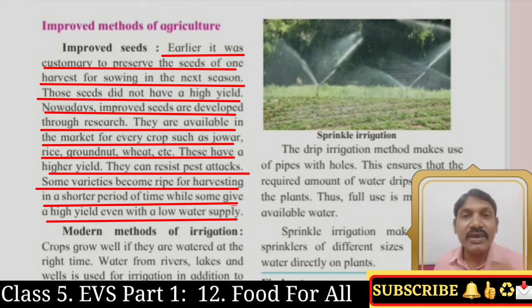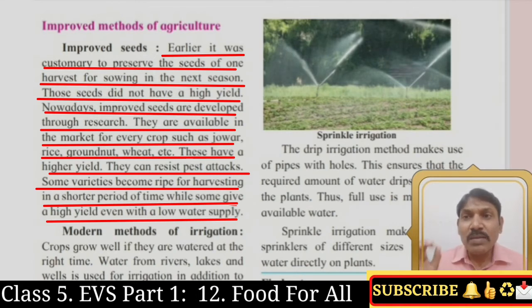Why do these have the higher yield? Because of the scientific process. The scientific process is done on such seeds, and because of that the farmers can have a higher yield than with the previous seeds. Student, see, they can resist pest attack. You know insect attack on the plants, on the grown crops. Insects and pests are similar. If there is a pest attack on the grown plants, then the farmer may have to face damage of crop and of harvesting.